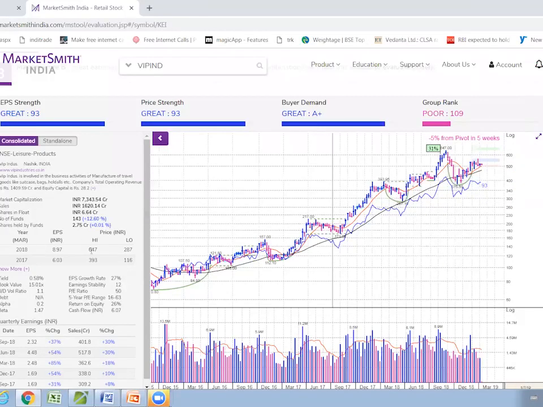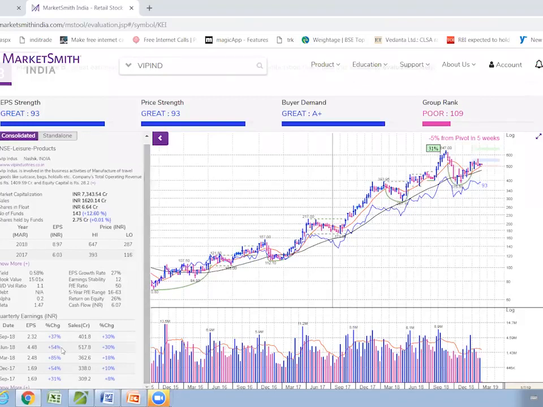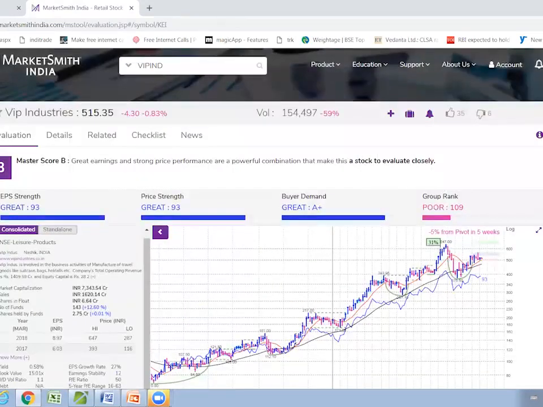In this particular stock, if you see, the number of funds has increased significantly. Shares held by funds have increased consistently. Earnings growth is pretty strong. September earnings, if you check, 31, 37, 8 to 30, sales is increasing. We check year over year. So all those things, it's a very good stock. And see, EPS strength is 93, price strength is 93. It's a very strong stock to go ahead and look for.